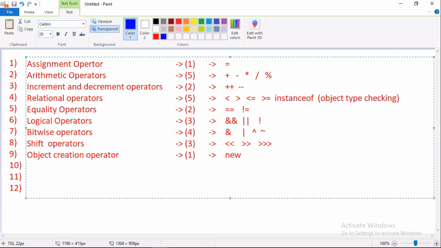Next, ternary operator. Under the ternary operator, we have two operators. What are the two operators? Question mark and colon. Next, compound.